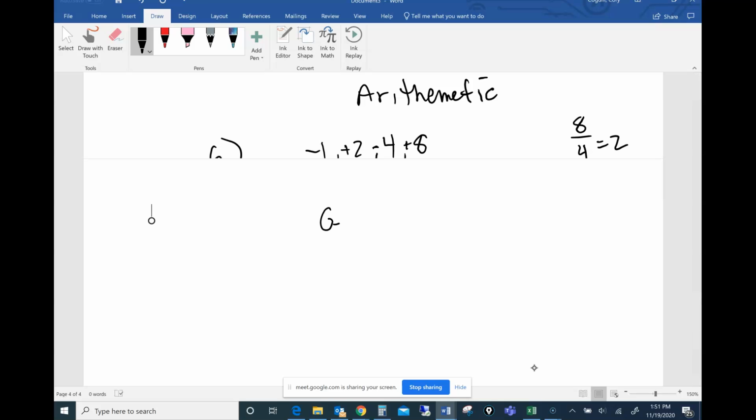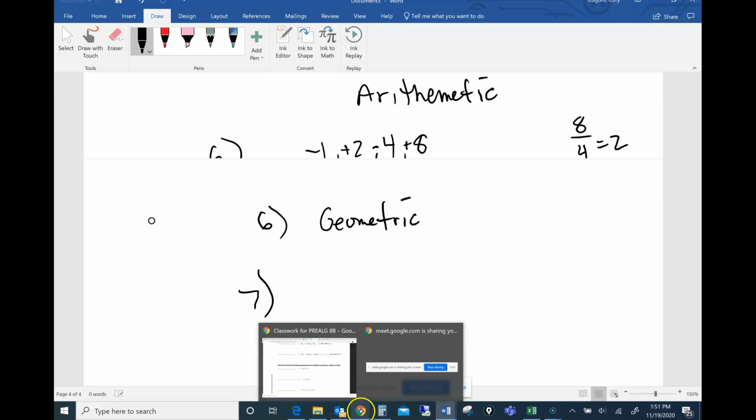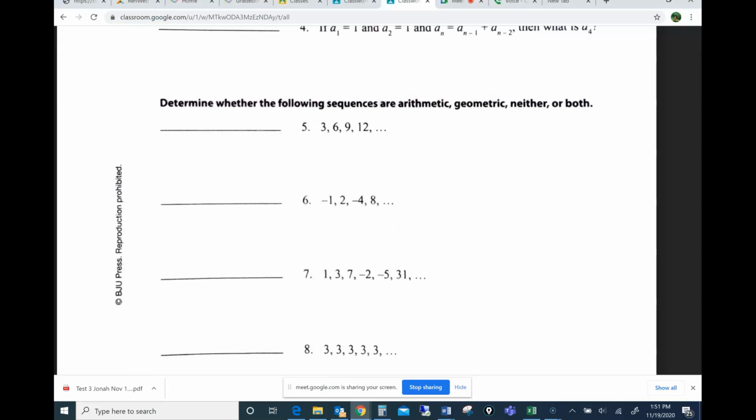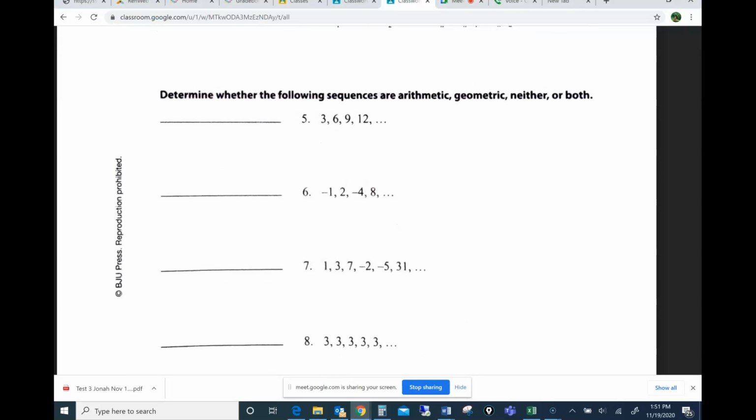Okay, so anyway, that was geometric. Number 6. Number 7, I don't think there was any pattern on number 7. You could try different numbers, try different differences. 1, 3, 7. Let's see.